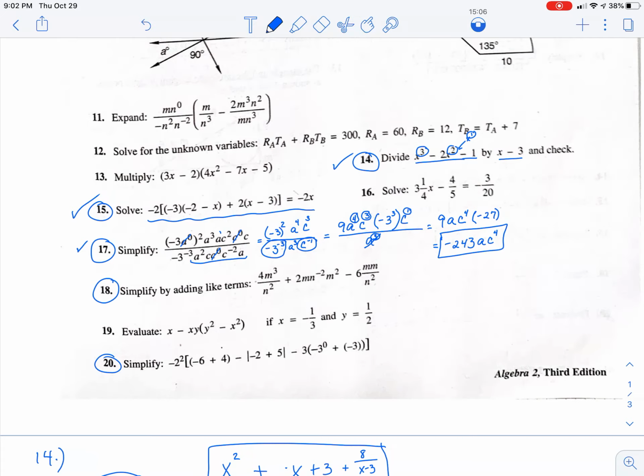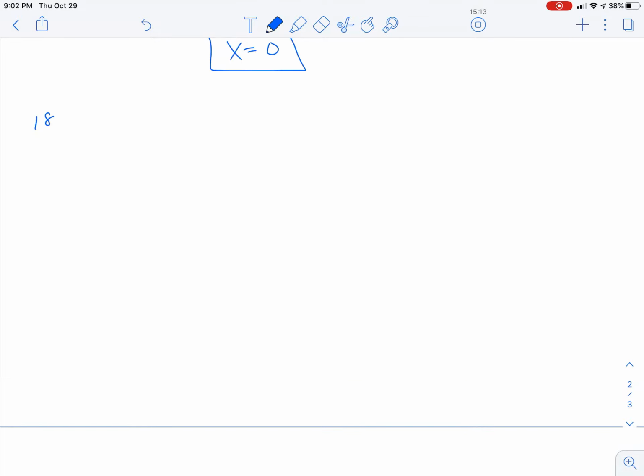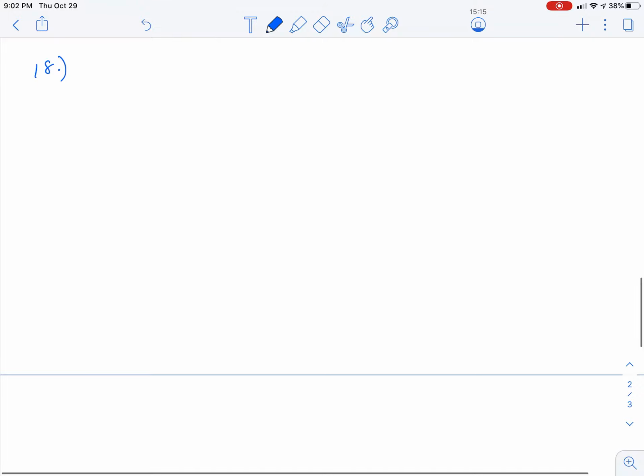Okay. Number 18, I'm going to go ahead and rewrite it because I need a little bit more room than what's given there. So we'll start right here. Number 18 starts out as 4m cubed over n squared. These m's and n's crack me up.